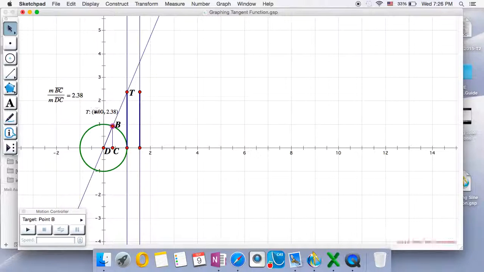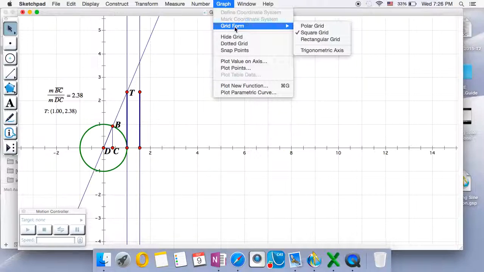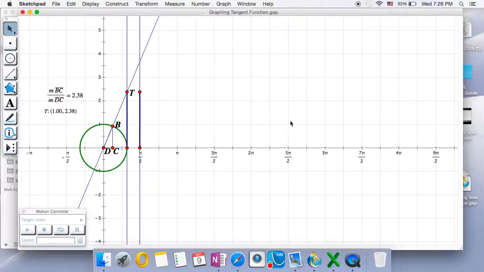So let's trace that point. First of all, we want to make the graph with trig axes so that we see the pi's and all that. We want to trace this point, and we want to animate this and this. Let me try the best I can to bring this to that point 0. Maybe I should put it at negative pi halves.